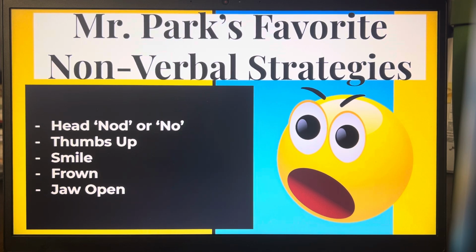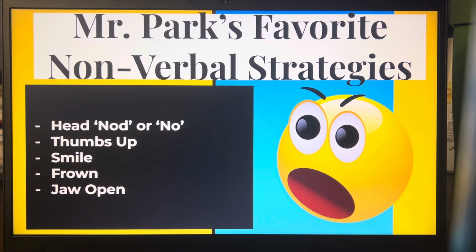I do not have a great resting face. I'm usually a positive person. So if a student does something that I don't agree with, my jaw is just open, and they know to change their behavior. Because if my jaw is open, something is wrong, like the picture on the right. And then also just a thumbs up is great.